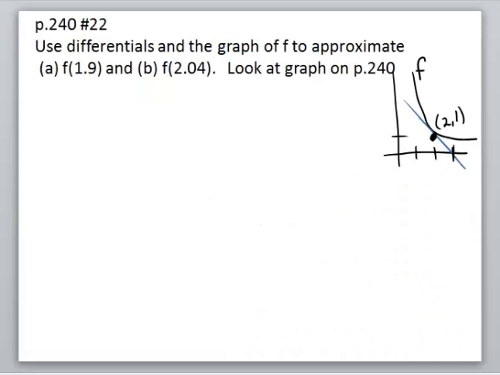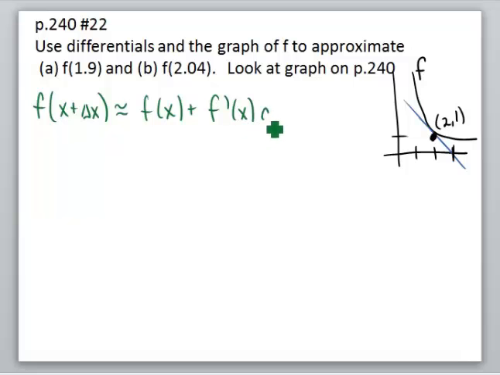I'm going to copy that onto this page and show you how we're going to use it. I've got f of x plus change in x, which is approximately equal to f of x plus f prime of x dx. What we're going to be trying to do is find what the function value is at 1.9. I can't see that from the graph. I can't come up with the answer, so what I'm going to use is the tangent line to the curve. I'm going to approximate it using this formula.